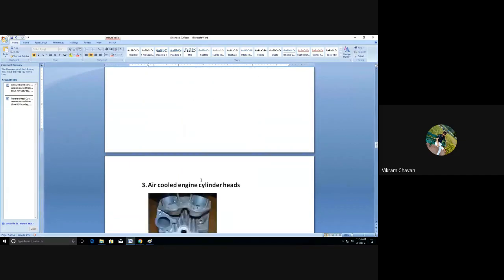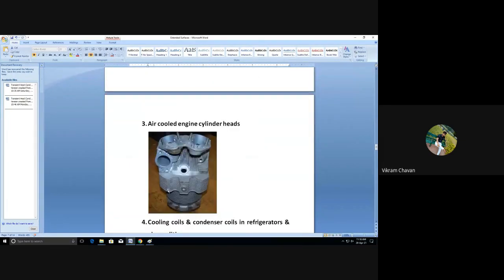Then the next one is the air cooled engine cylinder head. In two-wheelers you can see that the engines are there, and these extended surfaces over the engines you can see over here also. If you have a bike, you can check the surfaces which are protruded from the base cylinder. We know that very high temperature builds up in that cylinder, and instantly we have to transfer that high temperature to the surrounding, or else problems will be created inside the combustion chamber.